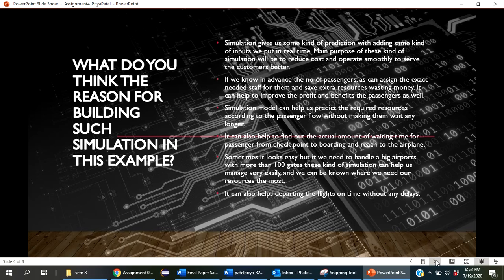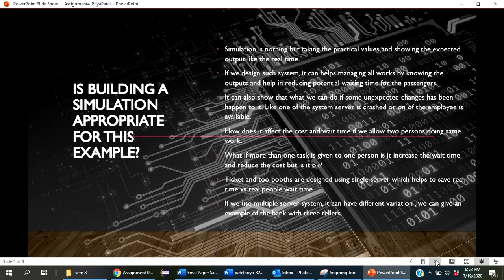Sometimes it looks easy, but if we need to handle big airports which have more than 100 gates, this kind of simulation can help us manage very easily. We can know where we need our resources the most, and it can also help depart flights on time without any delay.